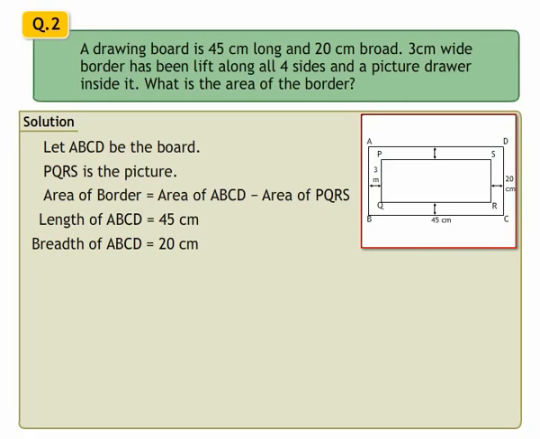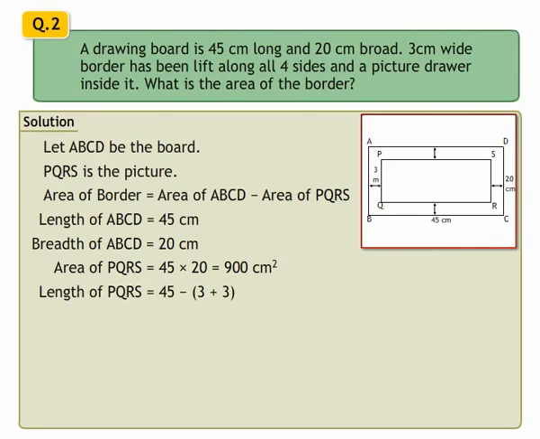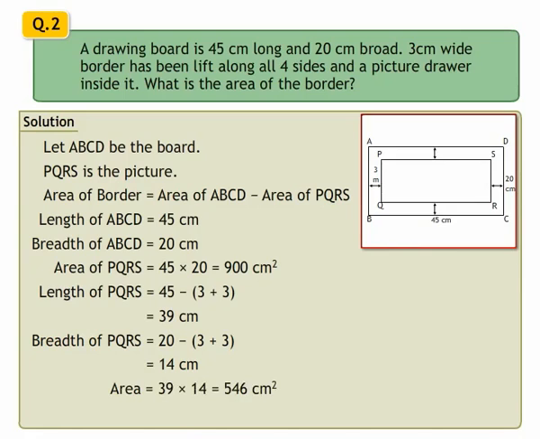Area of ABCD is 45 into 20 equal to 900 square centimeters. Length of PQRS is 45 minus (3 plus 3) equal to 39 centimeters. Breadth of PQRS is 20 minus (3 plus 3) equal to 14 centimeters. Area is 39 into 14 equal to 546 square centimeters. Area of border is 900 minus 546 which is 354 square centimeters.